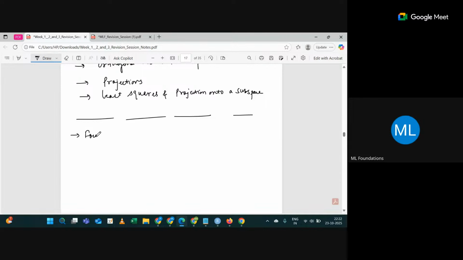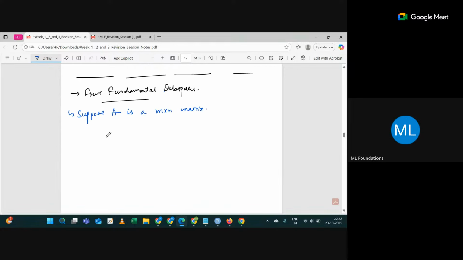First of all, what are the 4 fundamental subspaces? I'm not going to discuss the definition of vector space now, because I hope you know it. Row space, column space, null space, and left null space. So suppose I have a matrix. Suppose A is an m cross n matrix, and A is something like this. A11, A12, up to A1n, then A21, A22, A2n, and then AM1, AM2 till AMn. Correct? This is the order.